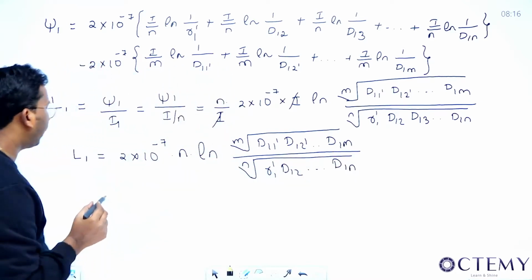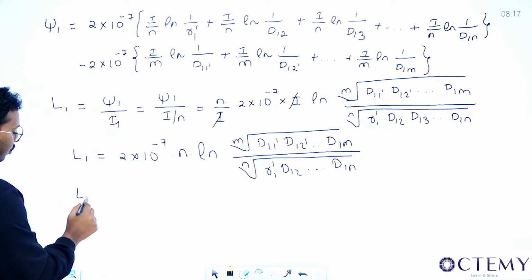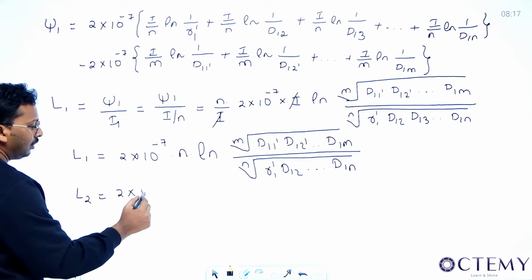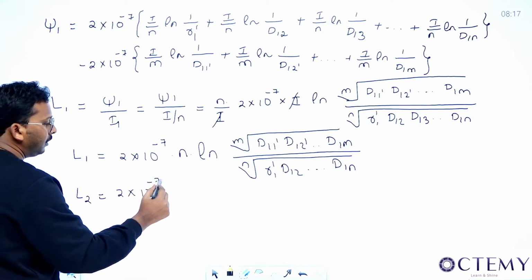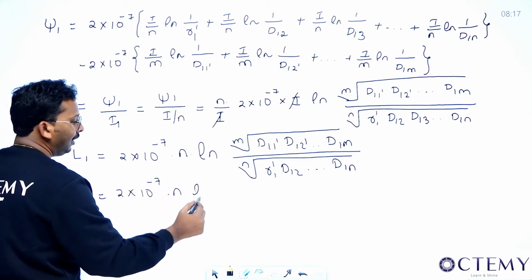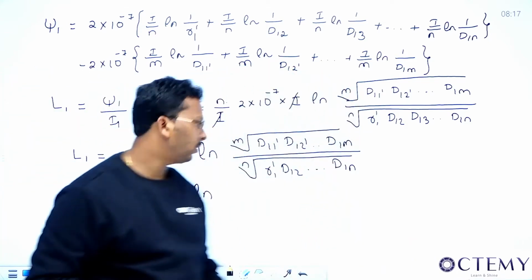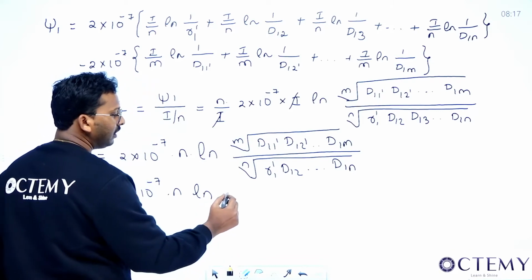Similarly, if I have to write L2, sir, what will be L2? Similarly, if you write L2, the only change which you will be getting is 2 into 10 power of minus 7 into n into ln, because the mutual distances will change, sir. Now the mutual distances will change. See how they will change.